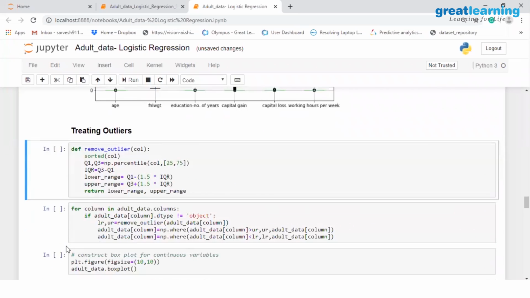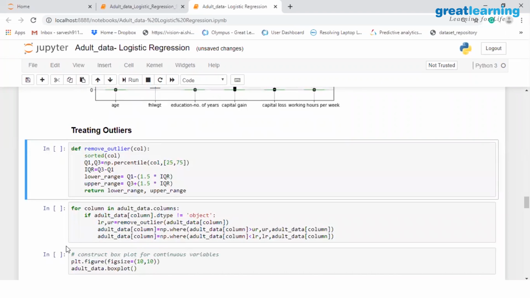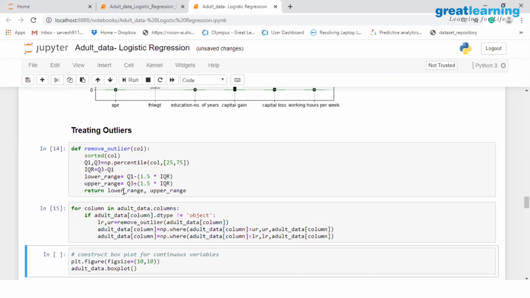To remove the outliers, I've used a very simple concept of capping. For the lower range and upper range, we have just used the capping concept over here. Do you have any doubt here about capping?